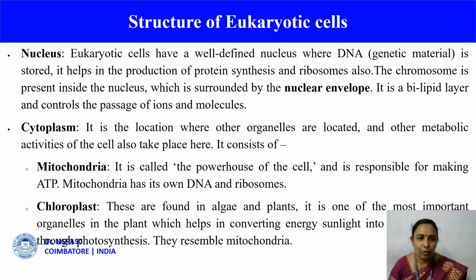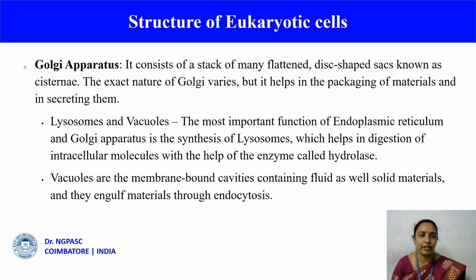The next is chloroplast. These are found in algae and plants. It is one of the most important organelles in the plant, which helps in converting sunlight into energy through photosynthesis. They resemble mitochondria in structure and function. Next one is the Golgi apparatus. It consists of a stack of many flattened disc-shaped sacs known as cisternae. The exact nature of Golgi varies, but it helps in packaging of materials and in secreting them.